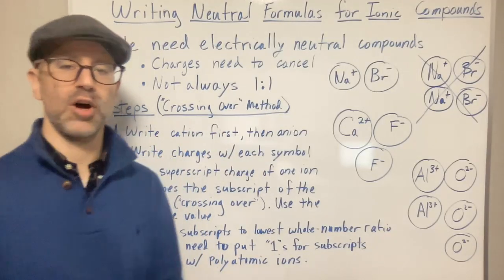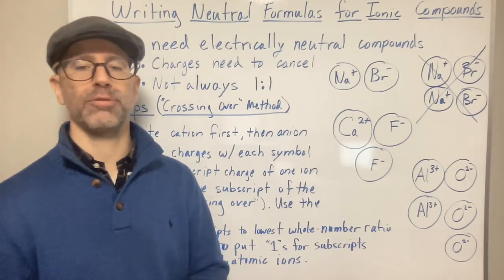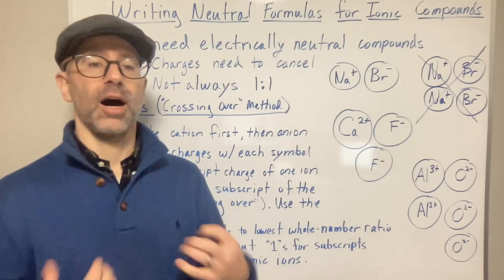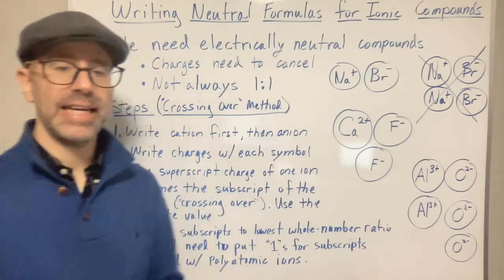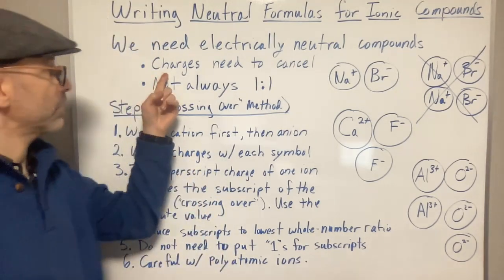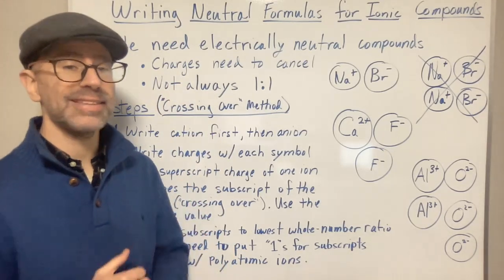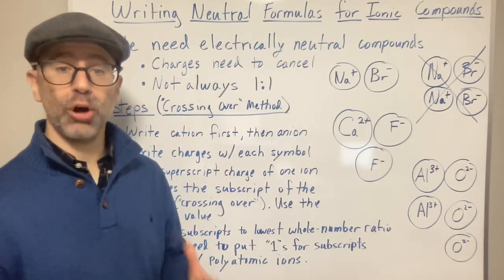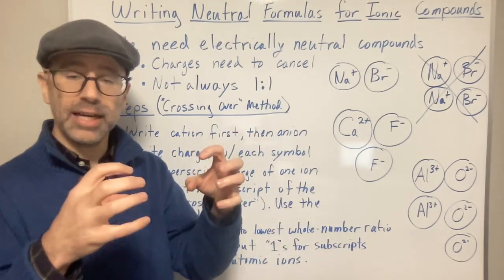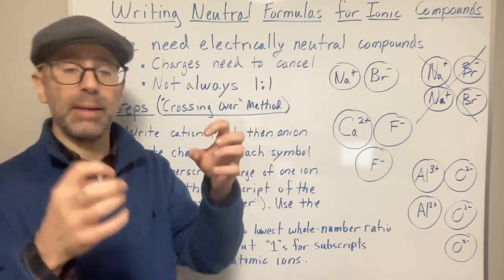My name is Mr. Cobalt, and in this video, I'm going to be talking about how to write neutral formulas for ionic compounds. So let's get into this. What you need to do is to have an electrically neutral compound. So what does that mean? That means that the charges of your ions need to cancel out. That does not mean that the ions no longer have charges. It's just that when you put the ions together, the charges that they still have are going to cancel each other out. They've got to balance, right?